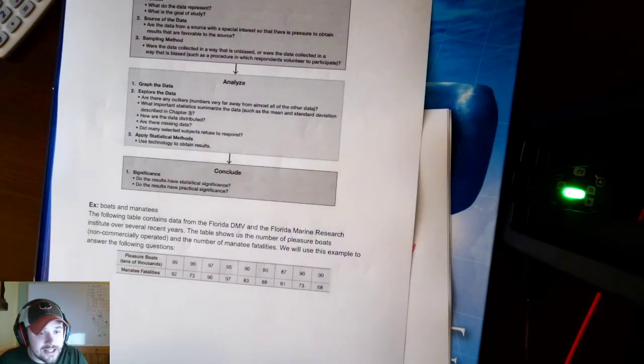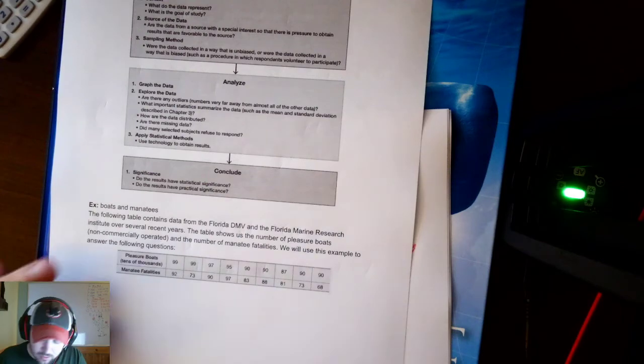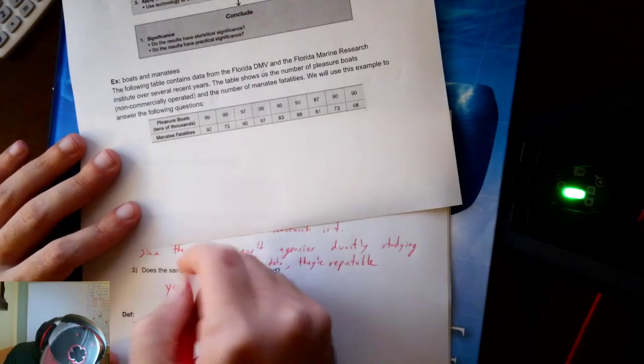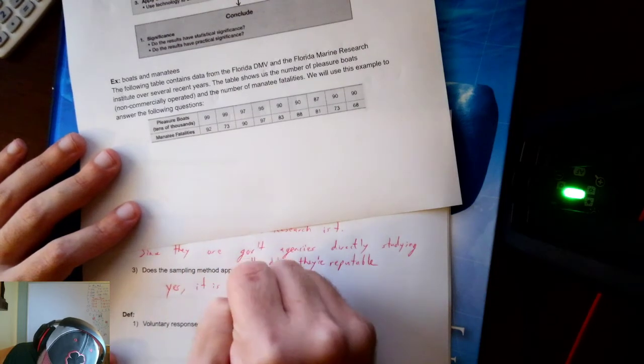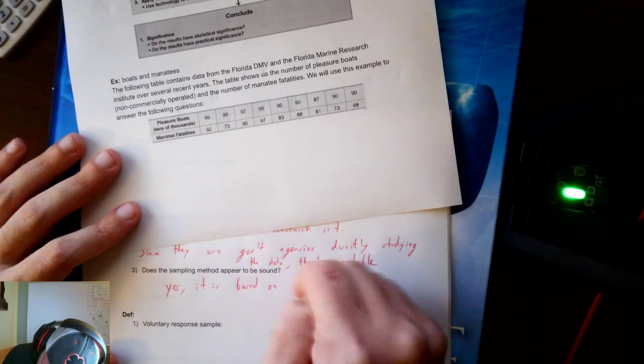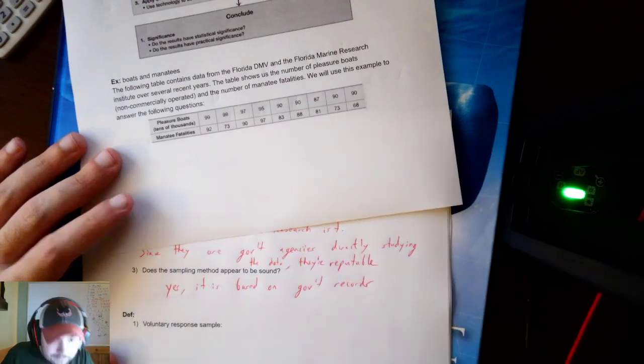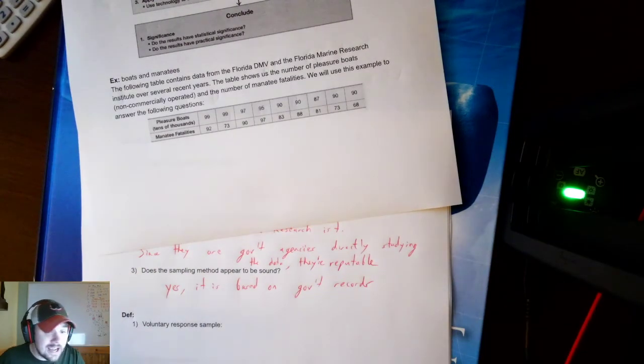How was this data sampled? It looks like it was collected from records from those previous years, right? Is there any bias when reading old records? Is there any opportunity for misinformation to be collected from the sampling? No, right? Does the sampling appear to be sound? Yes. It is based on government records. It appears to be a sound way to gather your data, right?